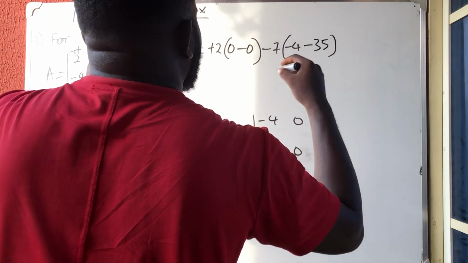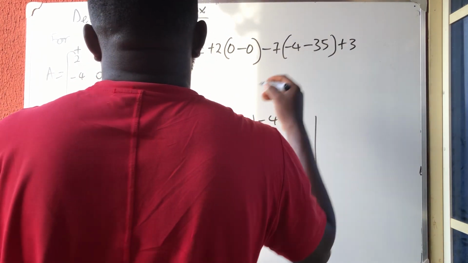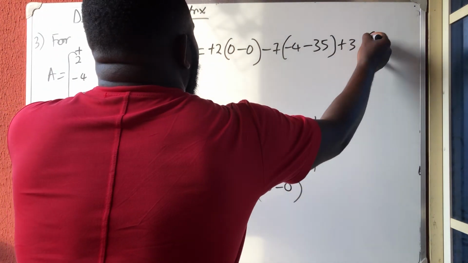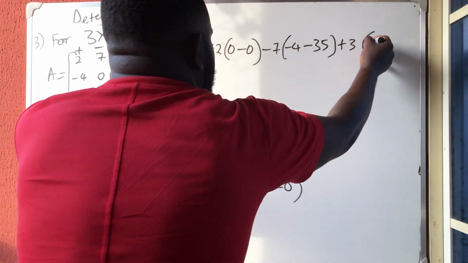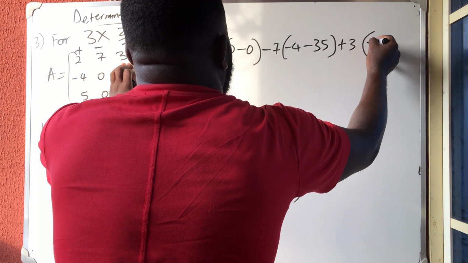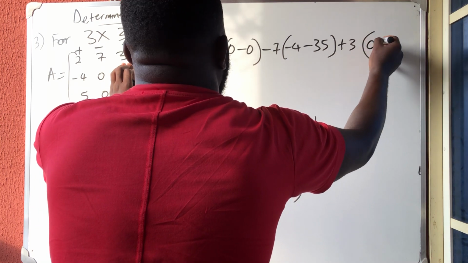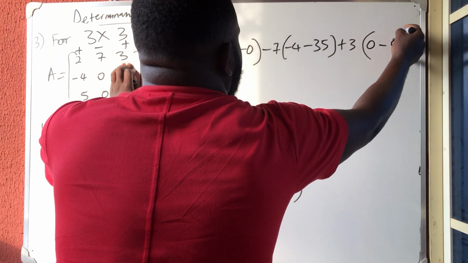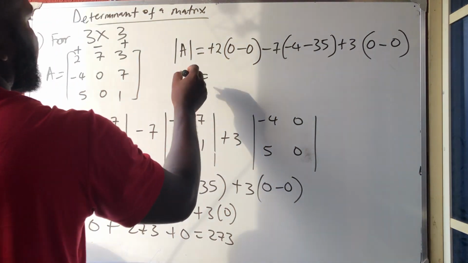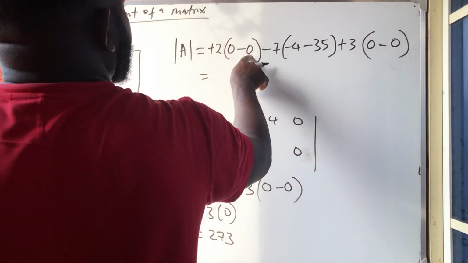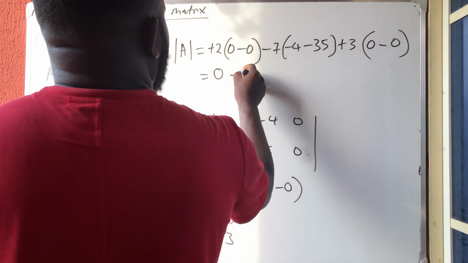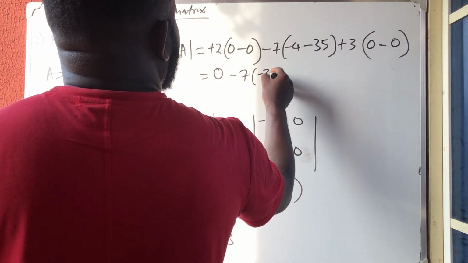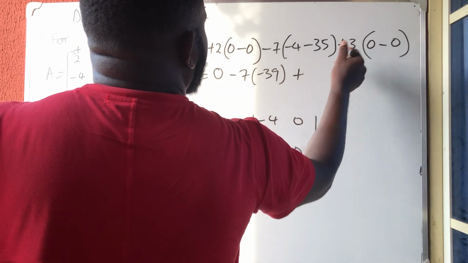Then the last one you're picking is plus 3. Then close everybody under plus 3. Do your left, right again. Left, right. Minus 3 times 0 is minus 4 times 0 is 0, minus 0 times 5 is 0. So my answer finally becomes this minus this 0, 0 times anything is 0, minus 7 into minus 39, and 0 times anything is 0.